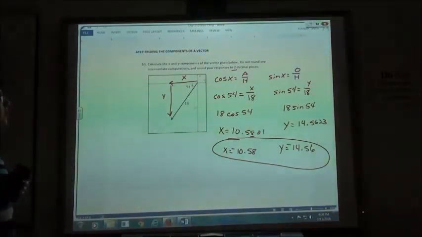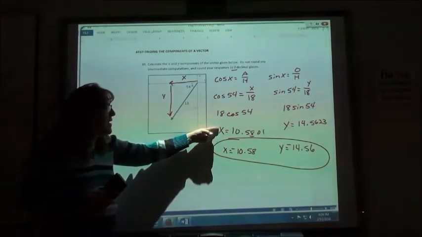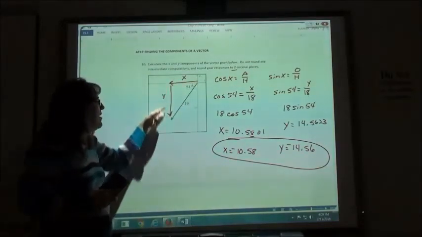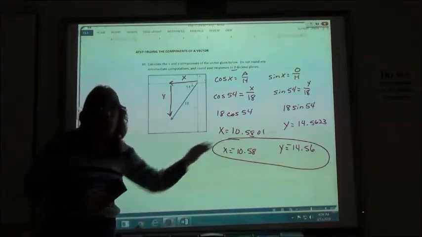So always make sure you go back and make sure you have the right sign on your answer, because these are going to end up being positive. But if you're like this one in quadrant 3, you went negative and negative, so both your x and y should be negative.